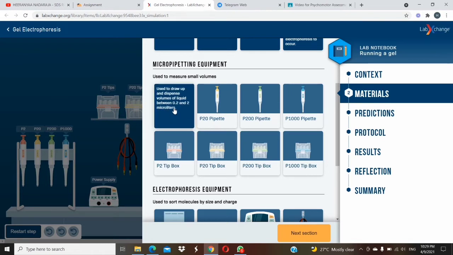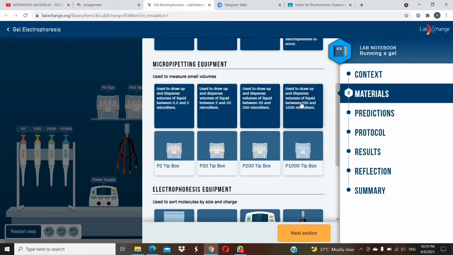Usually this P2 pipette is used for volumes of liquid between 0.2 to 2 microliters. This P20 micropipette, we will use for volumes of liquid between 2 to 20 microliters. This P200 pipette we use for 20 to 200 microliters, and this P1000 pipette we use for volumes of liquid between 200 to 1000 microliters. And here we have the tip box for the particular micropipette.